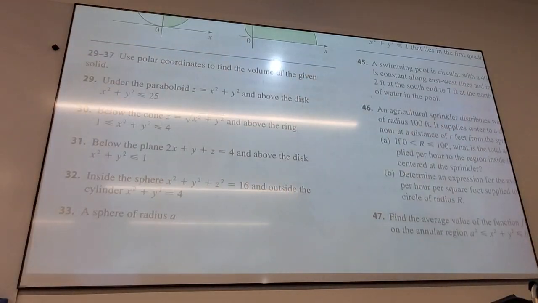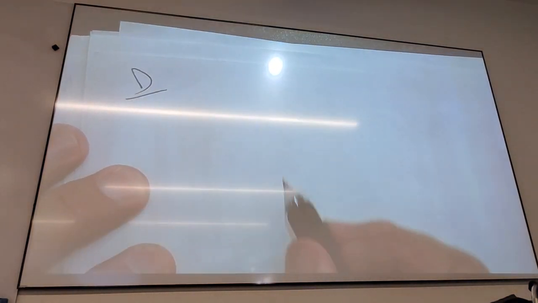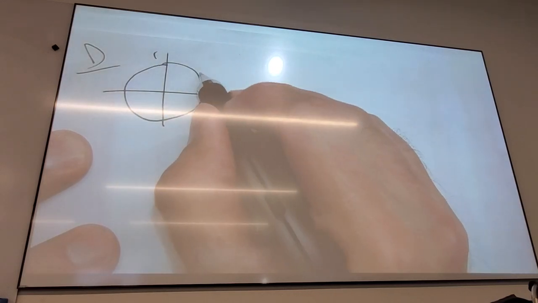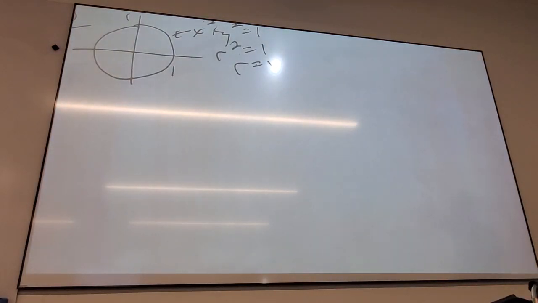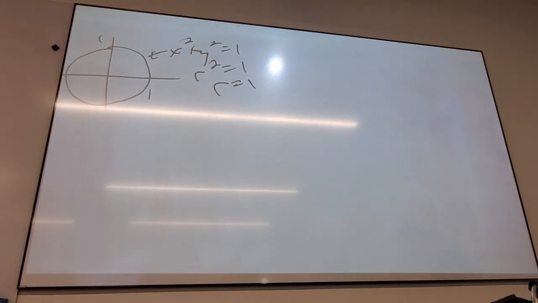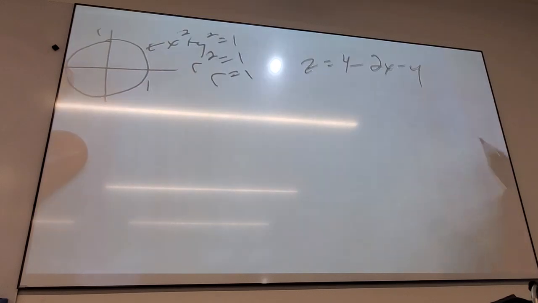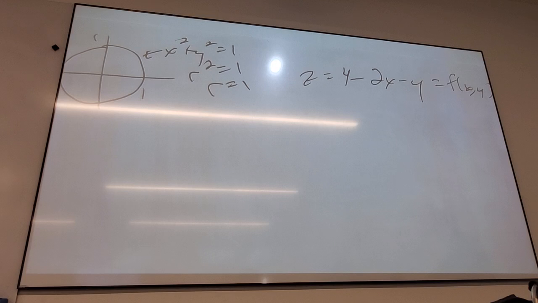All right, so let me catch up to you guys here. Oh yeah, okay. So it's above the disk, which is just a circle of radius 1. So my domain, my little region D, it's a circle of radius 1. And of course, I pretty much know I'm going to go to polar, so it's r equals 1. And then z equals 4 minus 2x minus y. That's my f of x, y. Okay, so there's everything I'm working with.